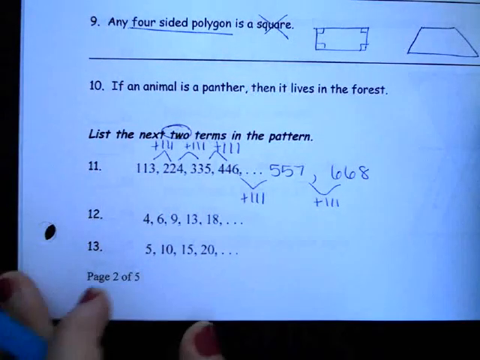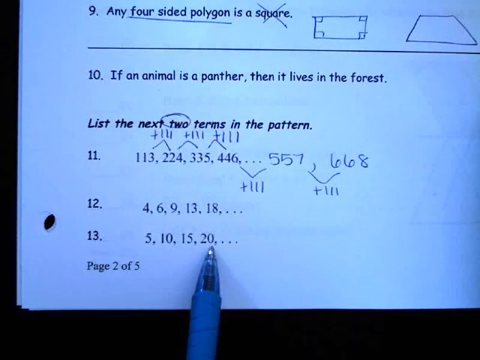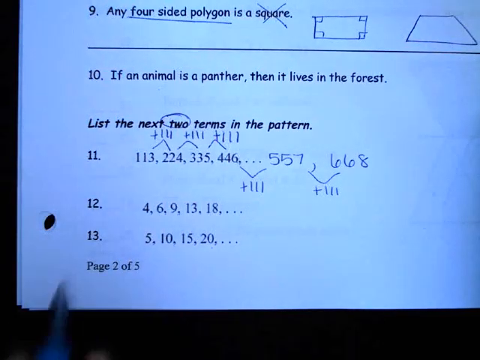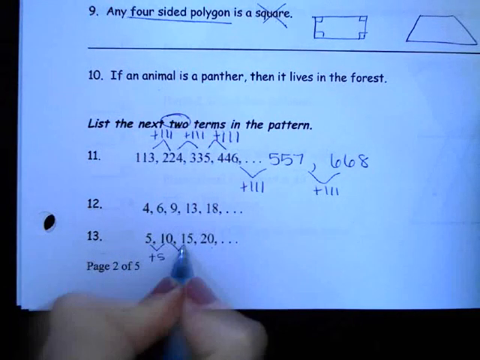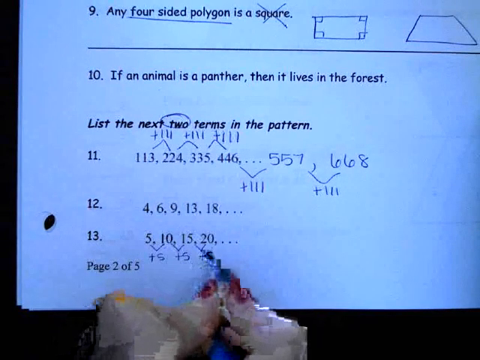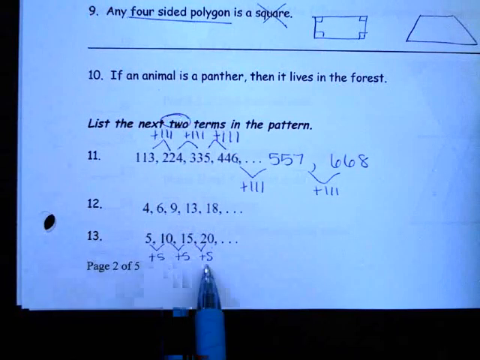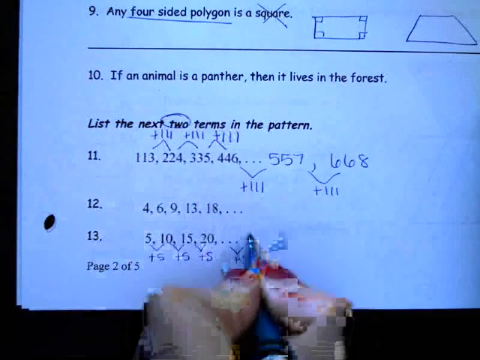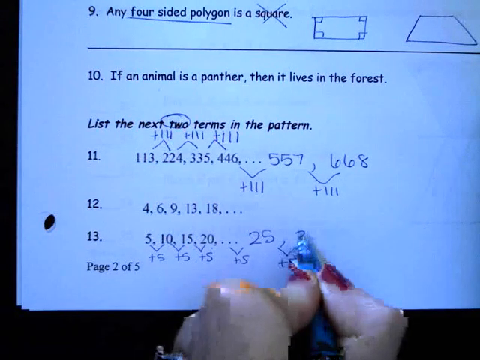Number 13, all of those numbers, when I look at them pretty quickly, I notice they're all divisible by 5. So maybe we're multiplying by 5 or adding 5. I'm just guessing and checking. 5 to 10, I could have added 5. 10 to 15, I could have added 5. 15 to 20, I added 5. And if you notice, all of that is the same, so that must be the pattern, that I'm adding 5 each time. So my next term would be adding 5 to 20, which gives me 25. And then the next one would be adding another 5, which is 30.